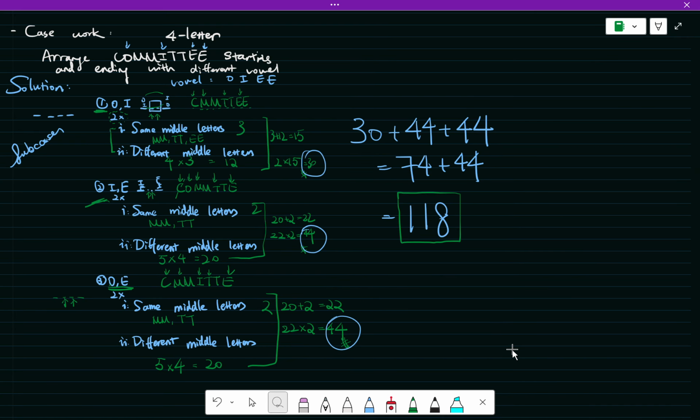So in total, we will have 6 smaller cases to consider, and in total, it's 3 big cases. And we all start from the condition of the question.